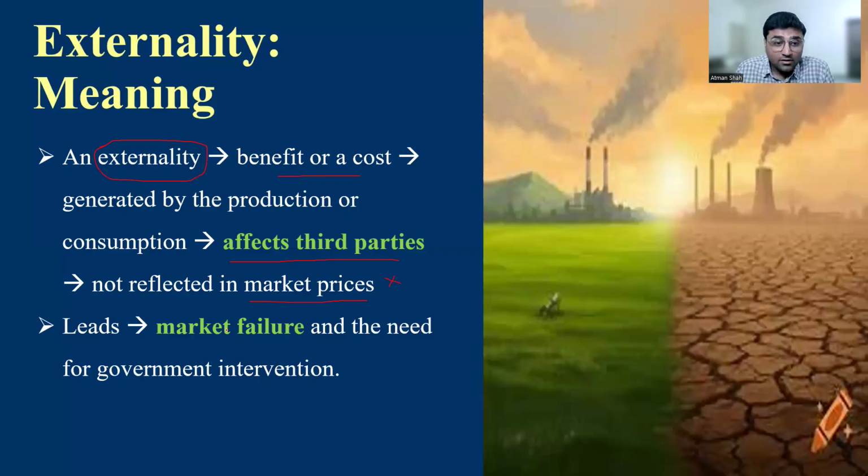And therefore, this leads to market failure. Market fails to produce efficient outcome. So this leads to inefficiencies in the market, and that generates the basis for government intervention in economic activities. So that is the idea of externality.